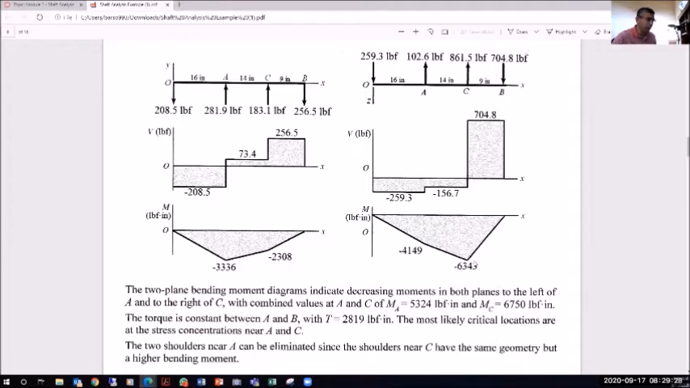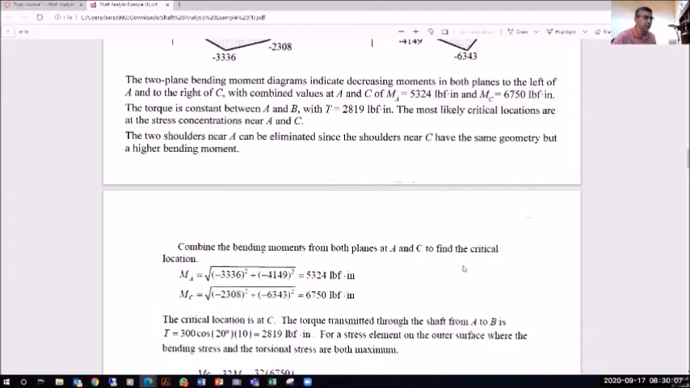So in order to find 2 rectangular components, in order to define the resultant at MC, I take the square root of the sum of the squares here, which we find to be 6,750. Now looking at A, I find the resultant of these 2 rectangular components, the 4,149 and the 3,336. When we do that, we find the 5,324. Now, the critical location is obviously at C.